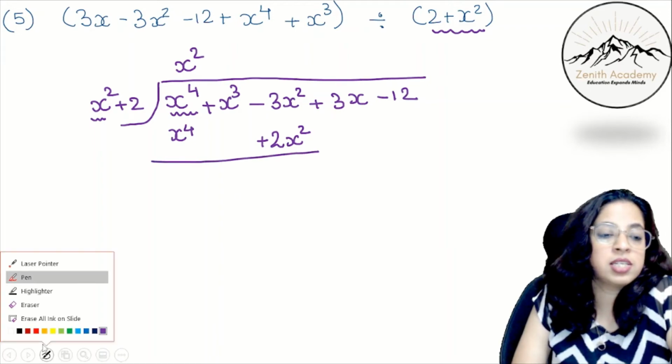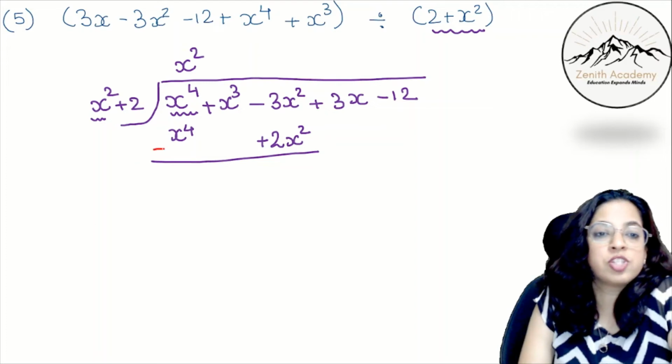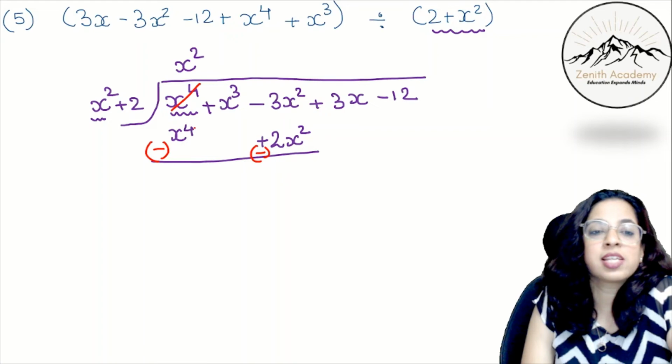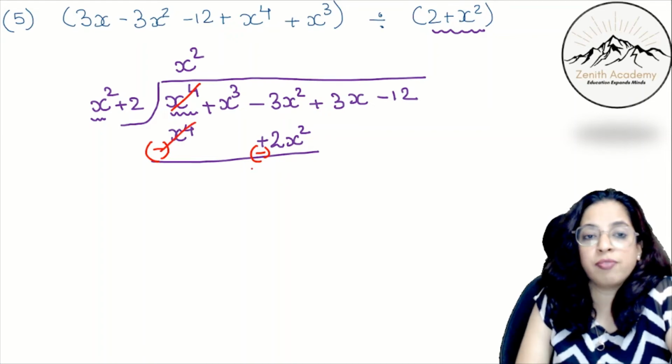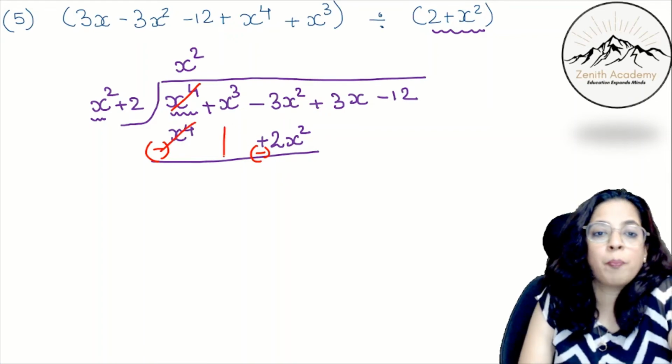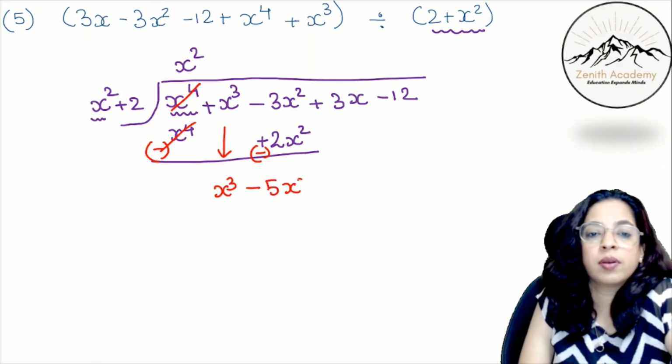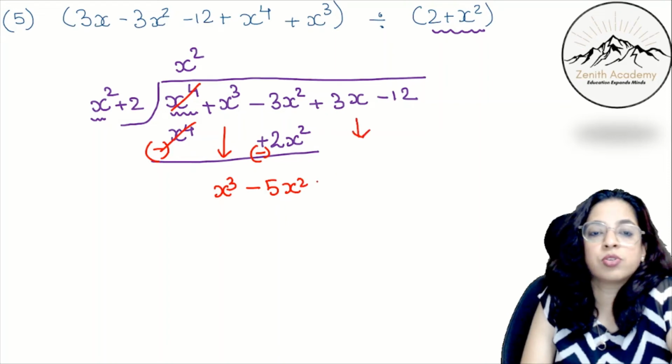Now, since it is a subtraction, we will change sign. This becomes minus. This also becomes minus. So plus x raised to power 4 minus x raised to power 4 gets cancelled. Copy this x cube down. Now, minus 3 minus 2 is minus 5x square. Copy everything else also down.